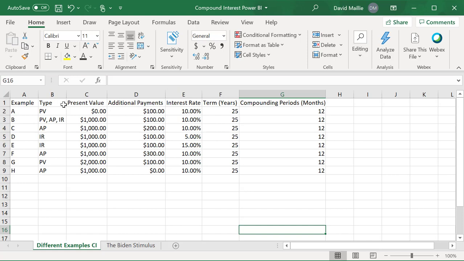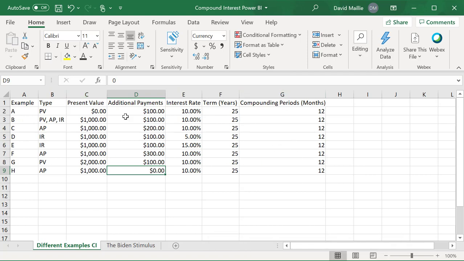I've also got present value. What if they put in $1,000 up front? What if they put in $2,000? That's this one down here. And what if they put in $0? That's this one here. Also, for additional payments, what if they put in 100, 200, 300, or $0 per month? This is by month for additional payments, and we want to see what effect that has on this money over time.